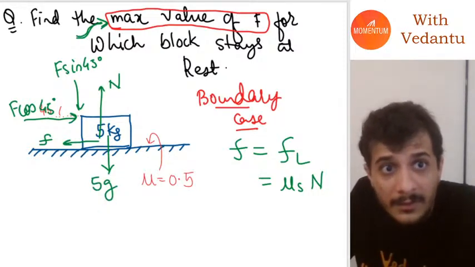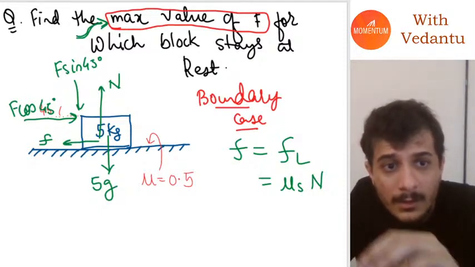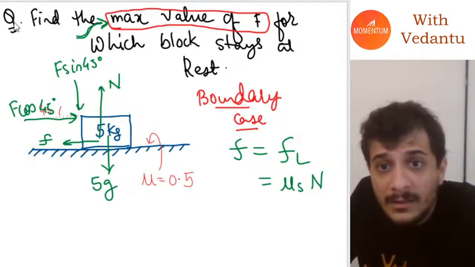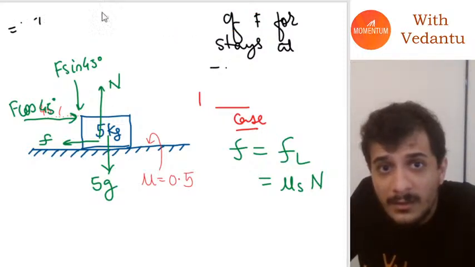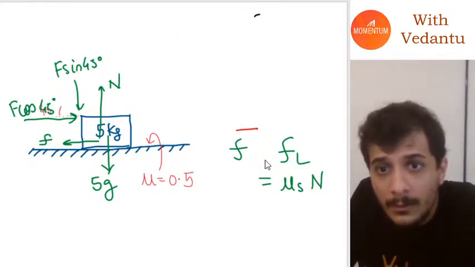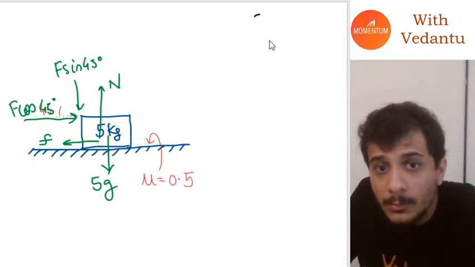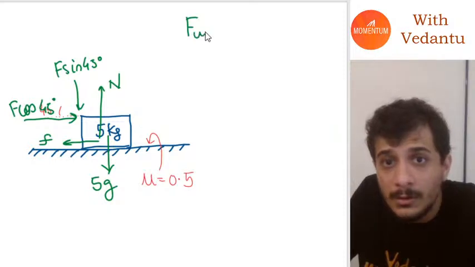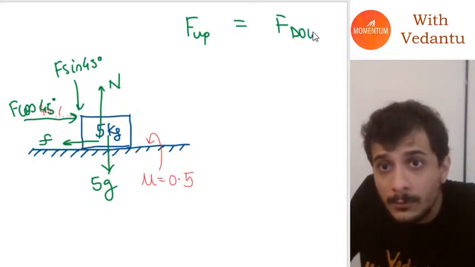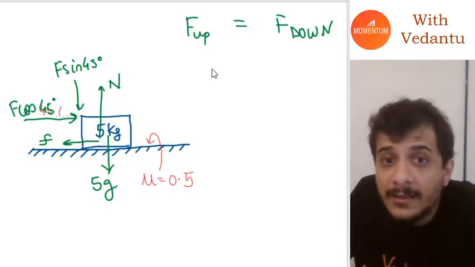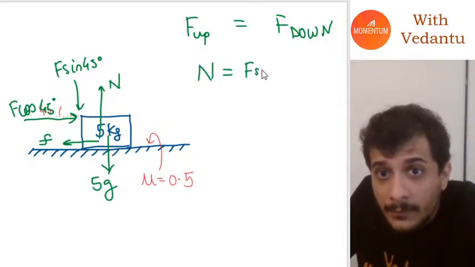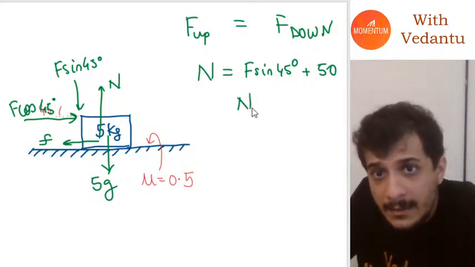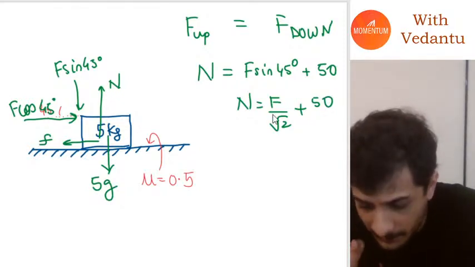Now, if you see, I can easily calculate the value of normal reaction, guys. What will be the normal reaction? I can say the total force up is equal to the total force down, in which case N is equal to F sin 45 plus 50. Or I can write N is equal to F by root 2 plus 50. I hope everybody understood.